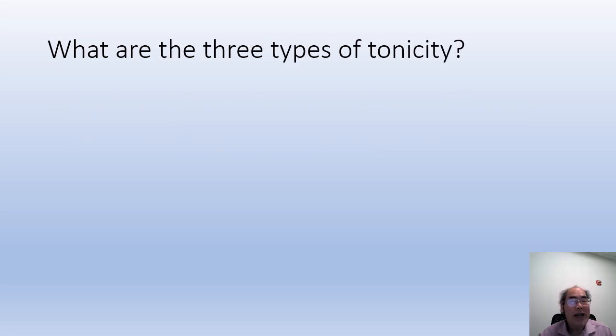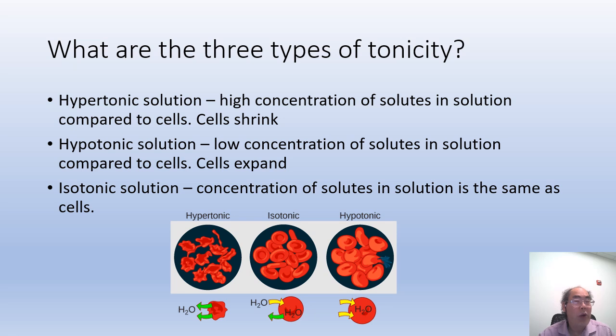What are the three types of tonicity? Please answer. We have a hypertonic solution, which has a high concentration of dissolved solutes, a hypotonic solution, which has a low concentration of solutes, and an isotonic solution, in which the concentration of solutes is the same as in cells.